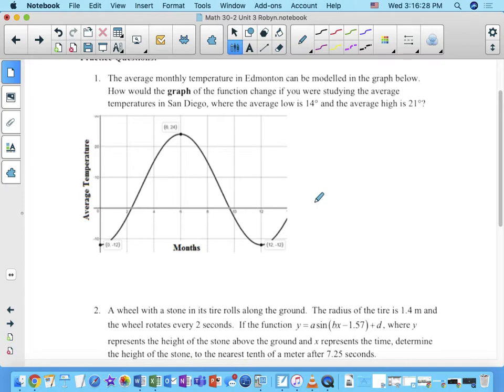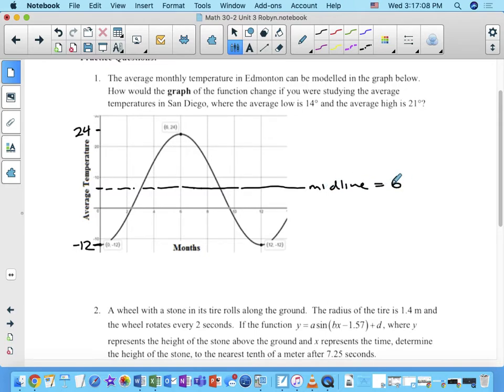Okay, so here we have the monthly temperature in Edmonton. It can be modeled with this function. I think we looked at this one already, right? So the low is -12, the high is 24. Yeah, we looked at this one yesterday. What's the midline of this function? What's the middle of 24 and -12? 6, yeah, good. So here's the midline here. This will speed things up a little bit. Okay, so the midline is 6.